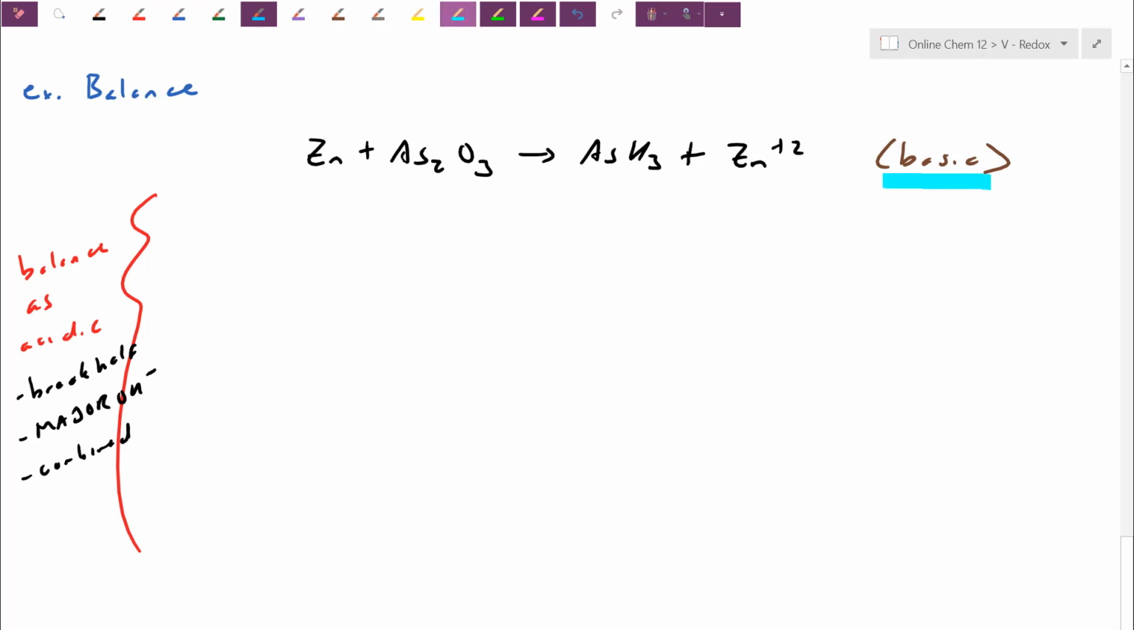Okay, so let's just do some practice here. How do I separate this into half equations? Probably the zinc is going to become the other zinc. So one equation is going to be Zn becomes Zn2+. The other one is going to be the arsenic compound. Write it down completely: As2O3 becomes AsH3. That's weird, right? What happened to the O's and H's?